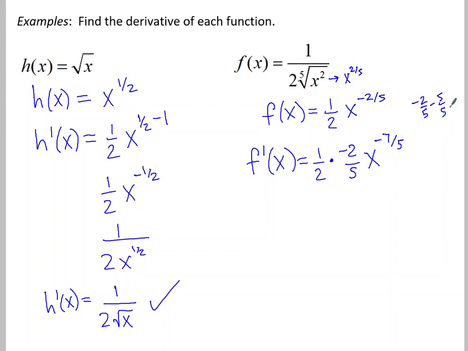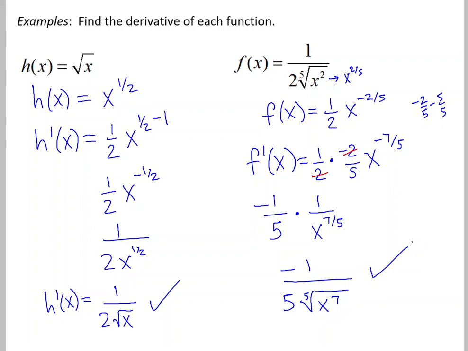Now I can clean this up a bit. 1/2 times negative 2/5, 2 divided by 2 simplifies, negative 1 fifth times 1 over x to the 7/5. And again, because my original problem had a radical in it, I'll give my answer with a radical in it. Negative 1 over 5. The denominator of the rational exponent means the root. So this is the 5th root of x to the 7th. And there we have our derivative.